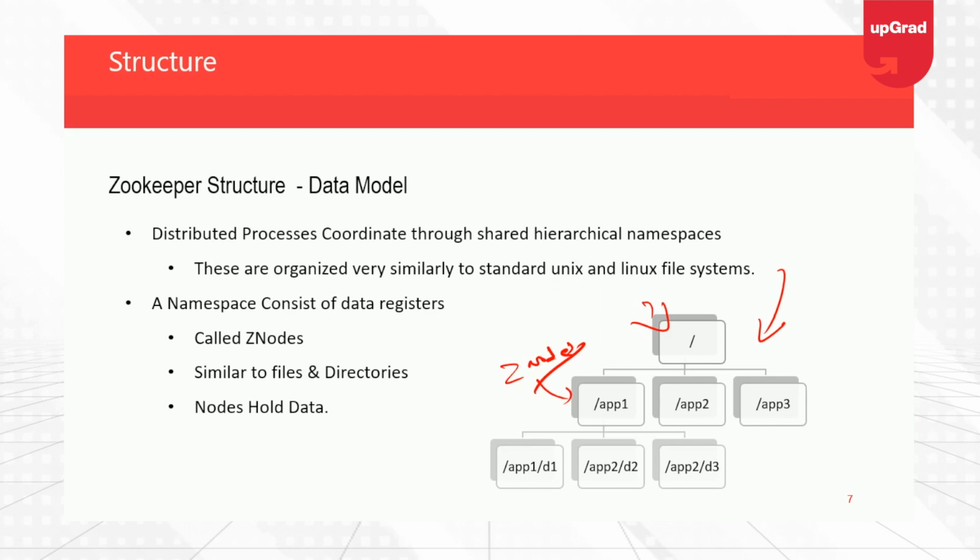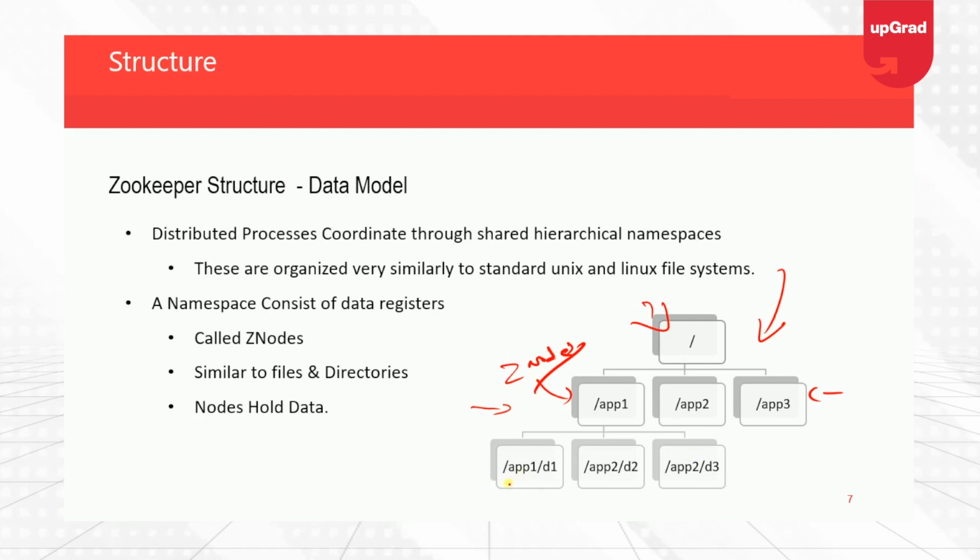So here, this Zookeeper data model follows a hierarchical namespace as you can see here. Each node is called a Z node. A node is a system where the cluster runs. Every Z node has data. It may have children or it may not have children.